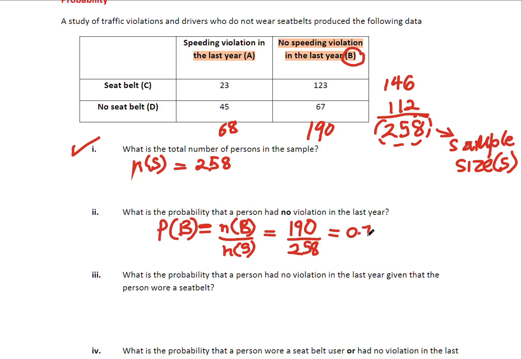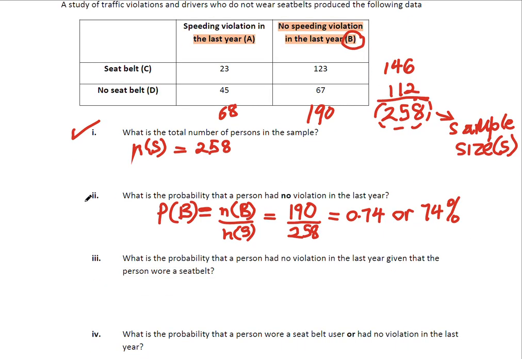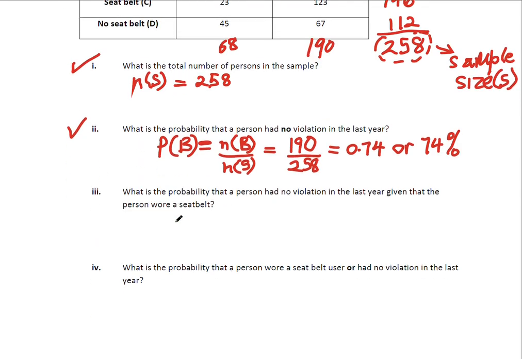When we simplify this into a decimal to two decimal places, this will be 0.74, or a 74% chance that a person had no speeding violations in the last year. And that takes care of number 2. Let's go to number 3.